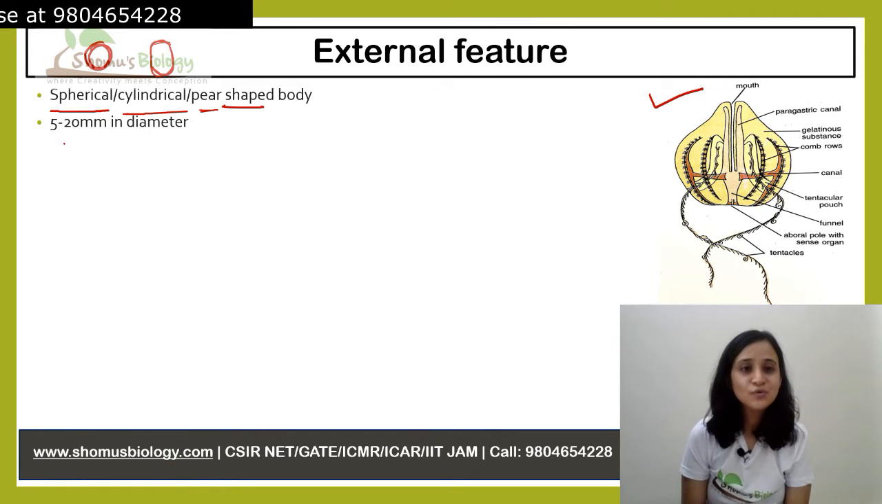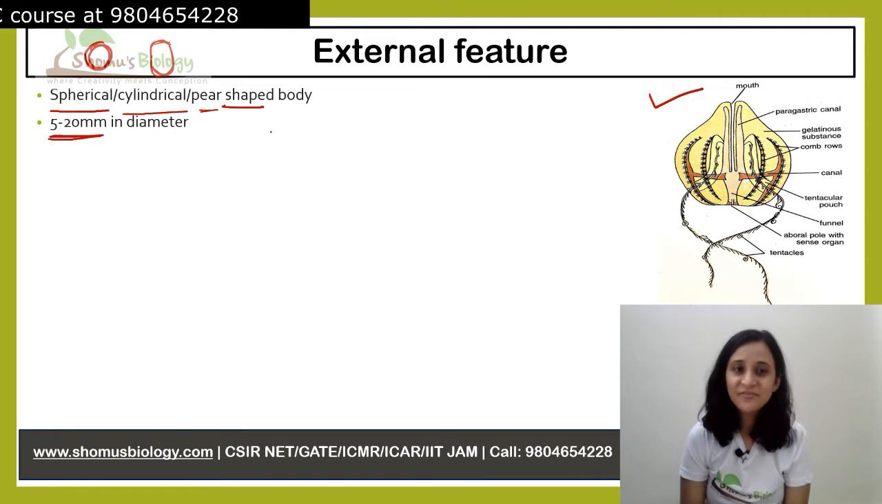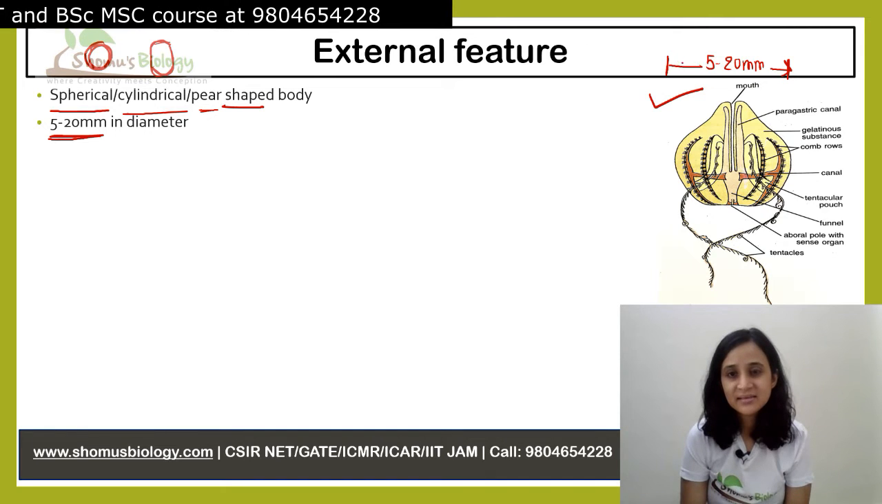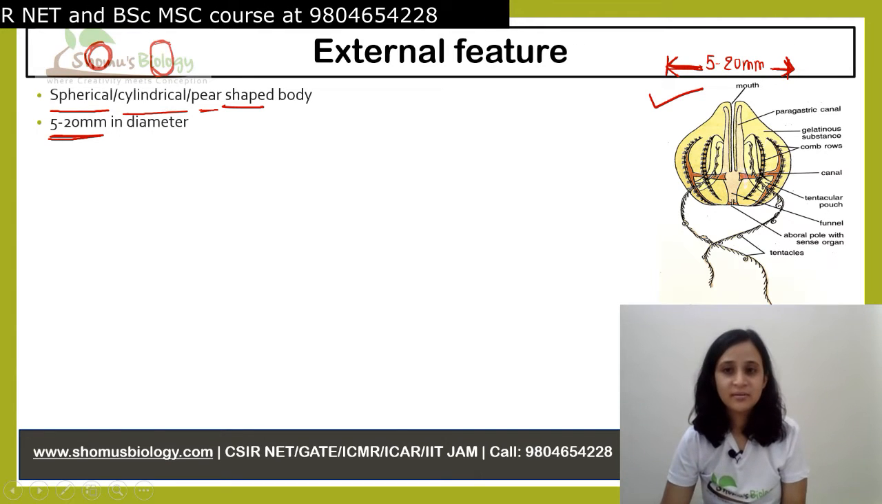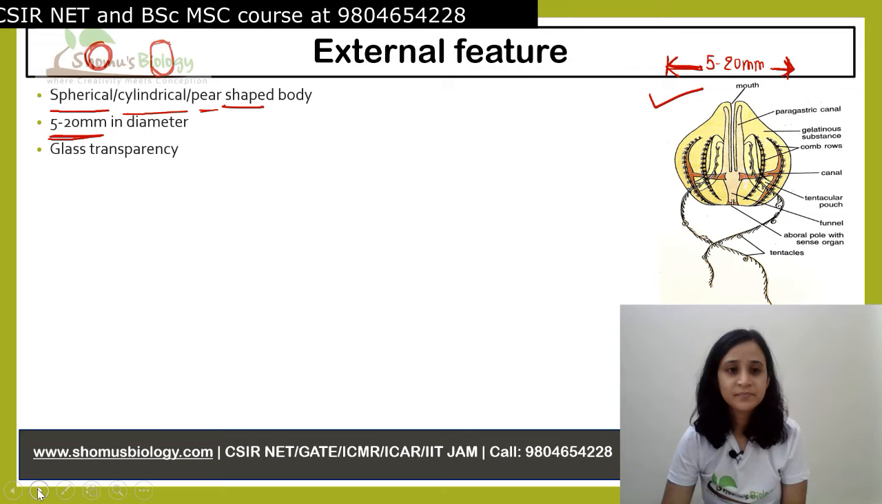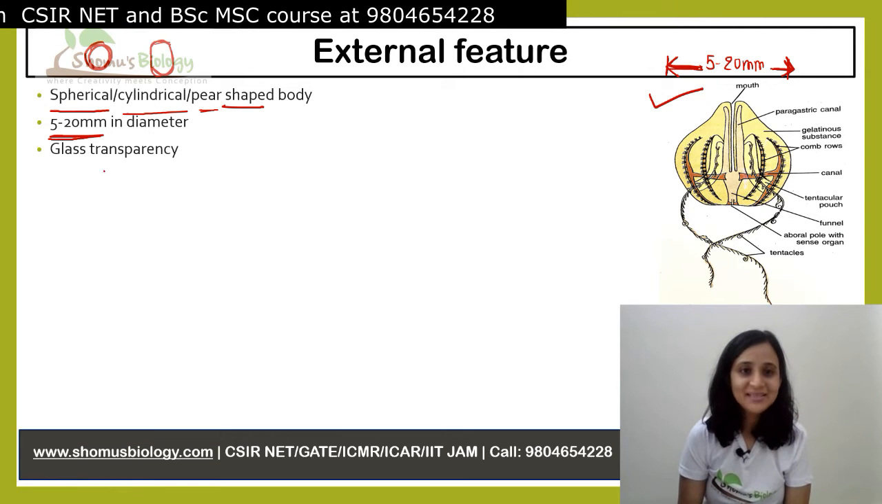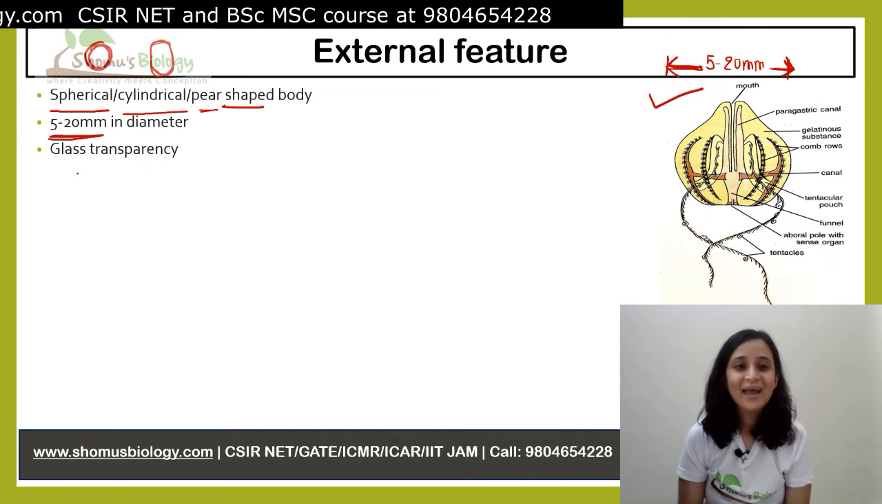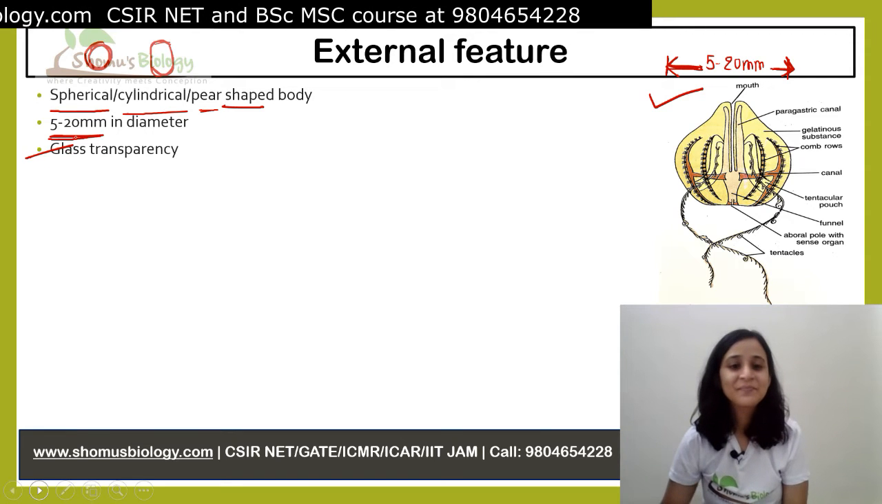The diameter is 5 to 20 millimeter. So the diameter of their body is 5 to 20 millimeter. If this is the body, 5 to 20 millimeter is the diameter. Glass transparency, that I have already mentioned: they are transparent and have glass-like transparency.